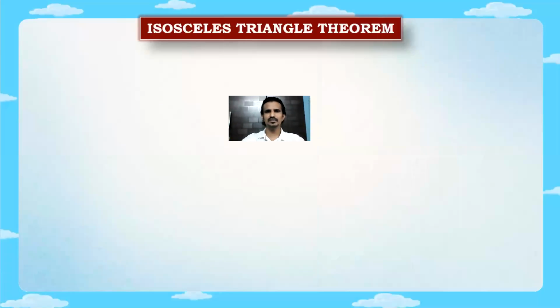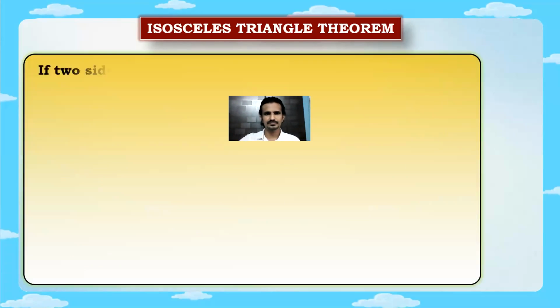Next is a very, very interesting concept, the isosceles triangle theorem. You already know what an isosceles triangle is. Now we are going to study the theorem related to it, and this theorem is very useful in finding the measures of angles. Let's read this statement, everyone.